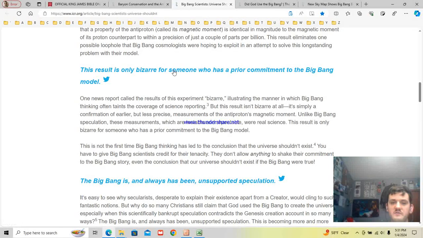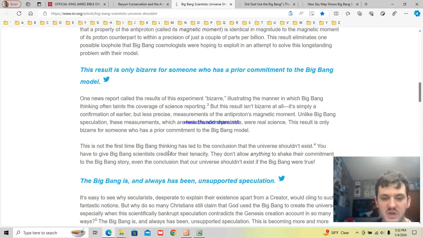This result is only bizarre for someone who is committed to the Big Bang model. A news report calling the result of the experiment bizarre is an example of how the Big Bang can often change the coverage of science reporting. But this result isn't bizarre at all. It is simply a confirmation of earlier, less precise measurements of the antiproton's magnetic moment. Unlike the Big Bang speculation, these measurements are testable, and this is real science. It is only a bizarre result for someone who has a prior commitment to the Big Bang model.